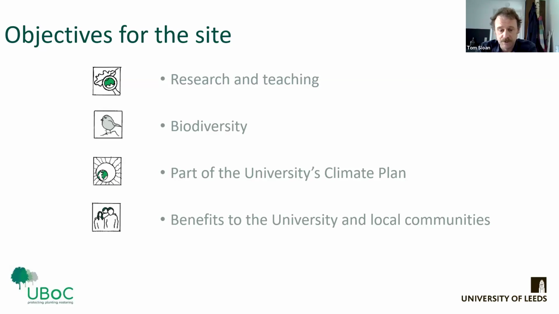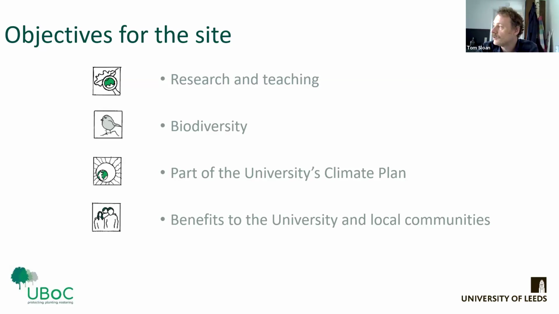So it's a site for research and teaching for the university. We're aiming to enhance biodiversity. As I said, it was originally quite an ecologically dull grassland, which we're hoping to create a range of habitats on and improve species diversity. It forms part of the university's climate plan, which is, I guess, the core topic of our discussion today.